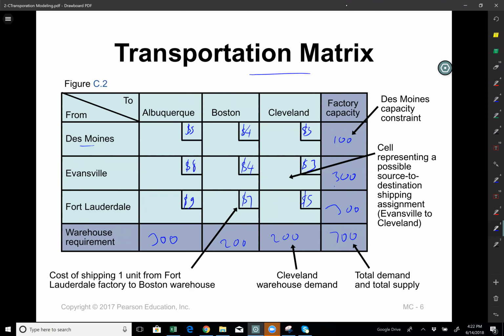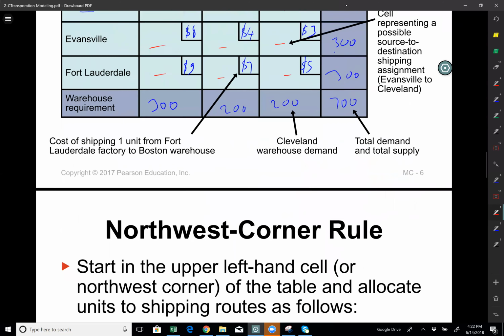And then I will put the flow information here. These are my decision variables. Since this is a 3x3 matrix, I have 9 decision variables. Basically, I'm trying to decide how many units I should ship from what supplier to what customer.